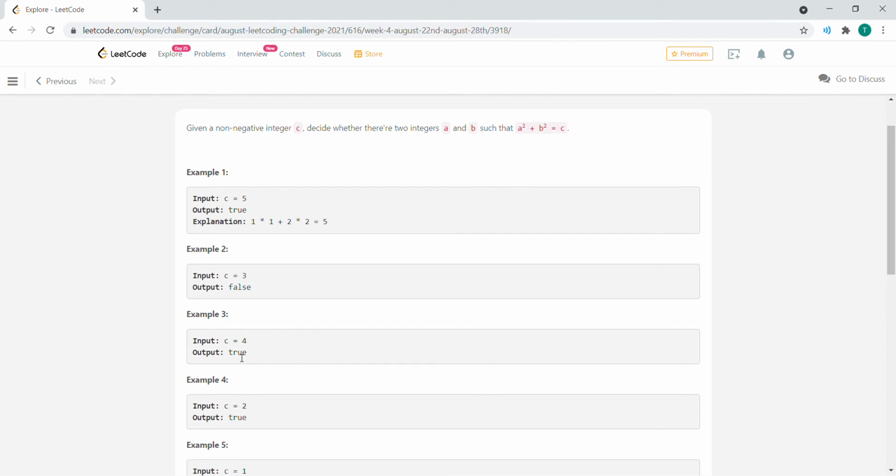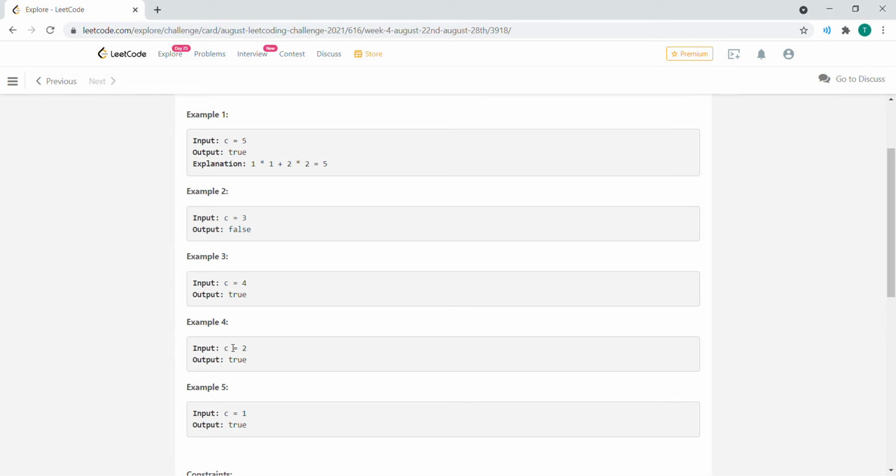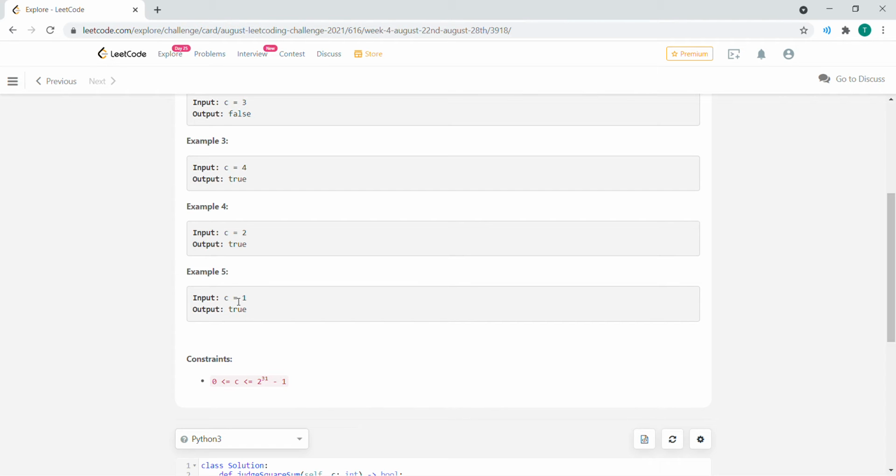Is there a sum of squares that equals 4? The answer is yes. That would be, for example, integers 0 and 2, so 0 squared plus 2 squared. Is there a sum of squares that equals 2? Yes, you have 1 squared plus 1 squared equals 2. Is there a sum of squares equal to 1? Yes, it'd be 0 plus 1 squared.